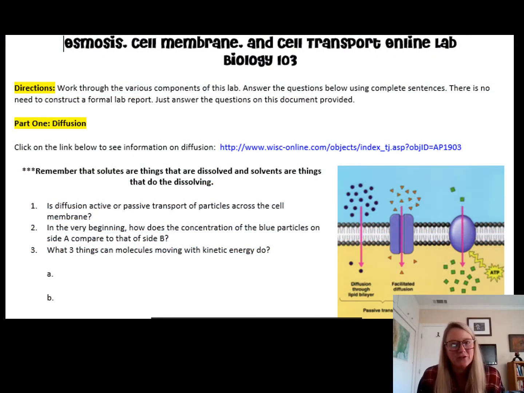In this week's lab, you're going to go through 3 different components to learn about the basics of osmosis and diffusion. The first part of the lab is simply going to the website that's listed on the paper, and you're going to learn about diffusion. You're going to see some animations that show how cells move materials in and out of their system. Then all you have to do is answer the questions in part 1, of course using complete sentences, and then you're done with part 1, diffusion.